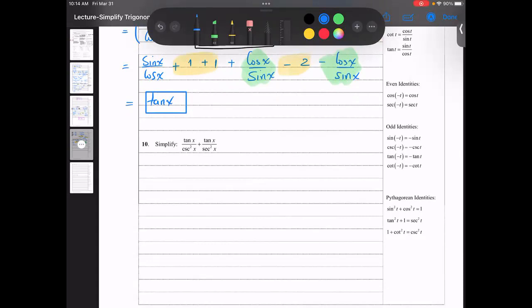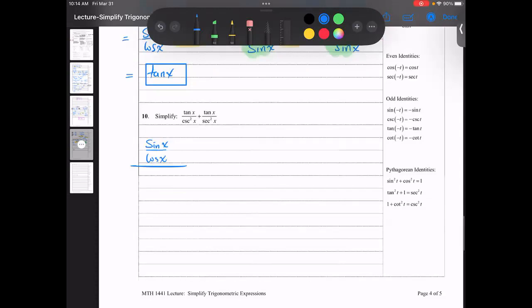So tangent x is the same thing as sine x over cosine x, all of that over, I always write my main fraction to be bigger, right? Just to separate with the little one. Cosecant square x is the same thing as 1 over sine square x. Tangent x again, sine x over cosine x, all of that over 1 over cosine square x. 2 or 3 points to do that.